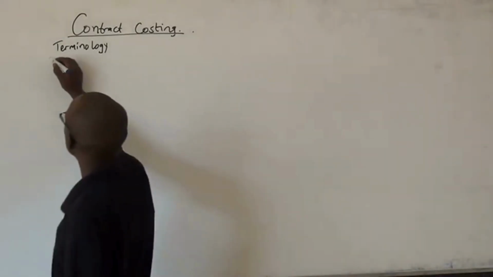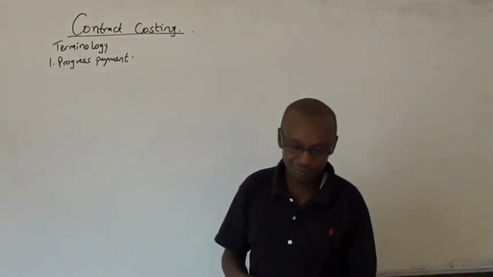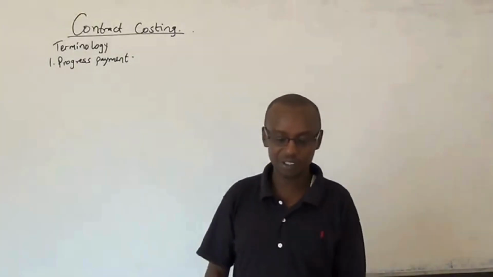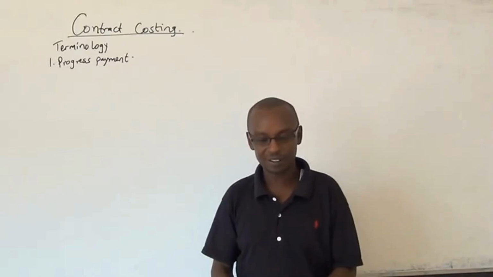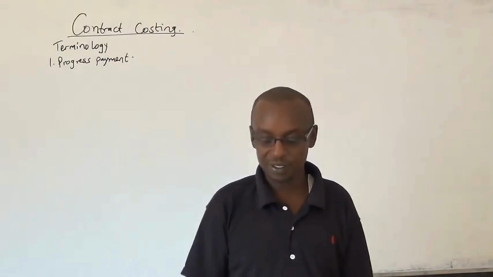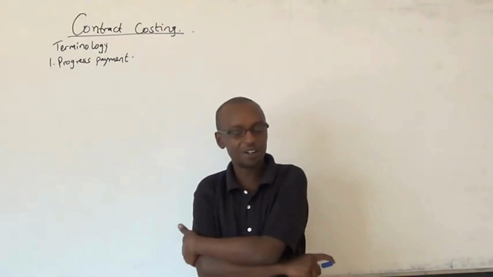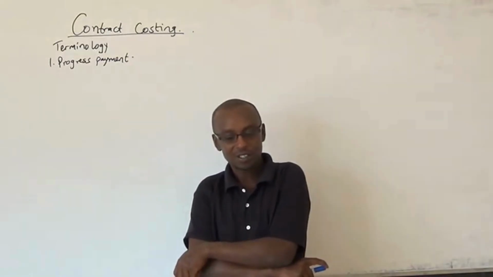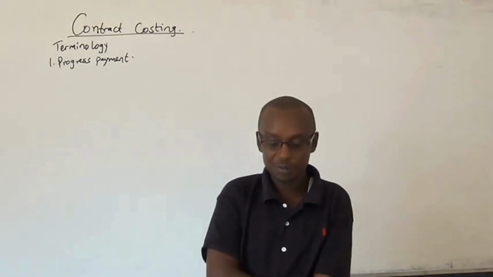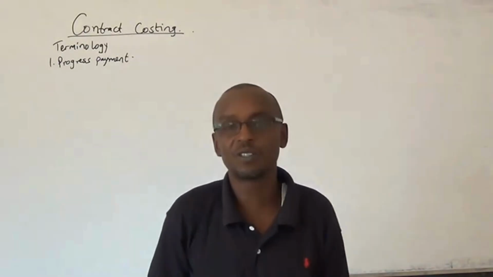Have progress payment. Progress payments, these are the interim payments that are made by the client to the contractor throughout the course of the work. So this is based mainly on expensive contracts or contracts that take a long time to complete. So the basis of this payment is an architect certificate of work satisfactorily done.